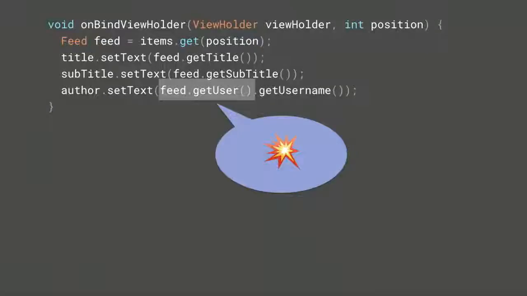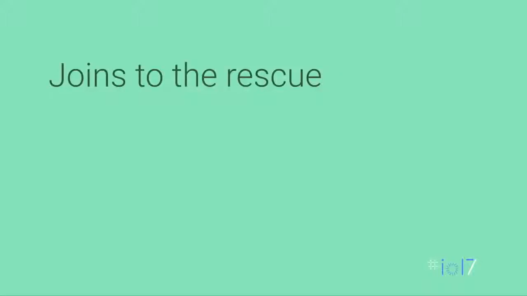So even if your query takes 5 milliseconds, ignoring all the locks and everything, 5 milliseconds is a lot of time. You can probably lay out 20 RecyclerViews in that time. So how do we solve this problem with Room?